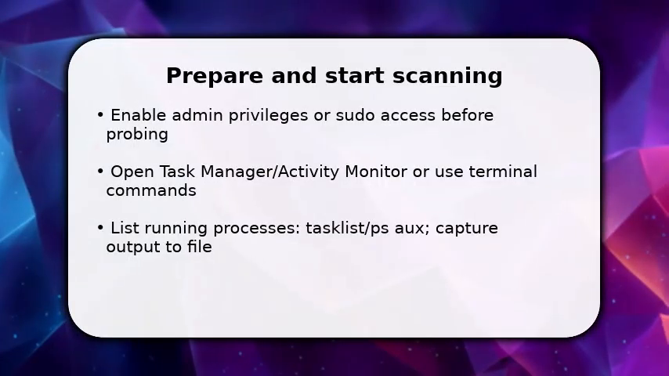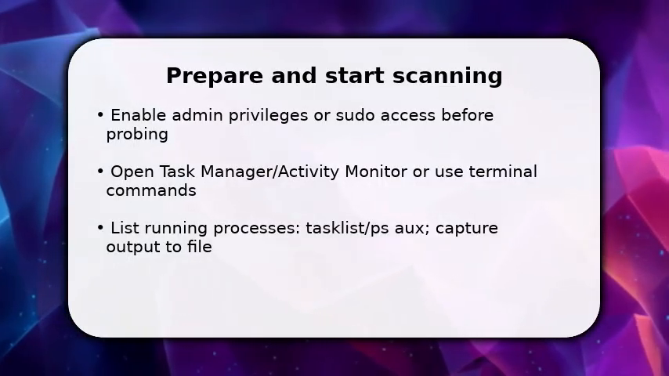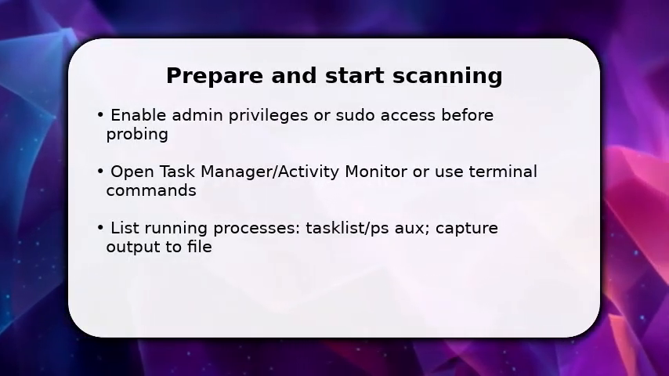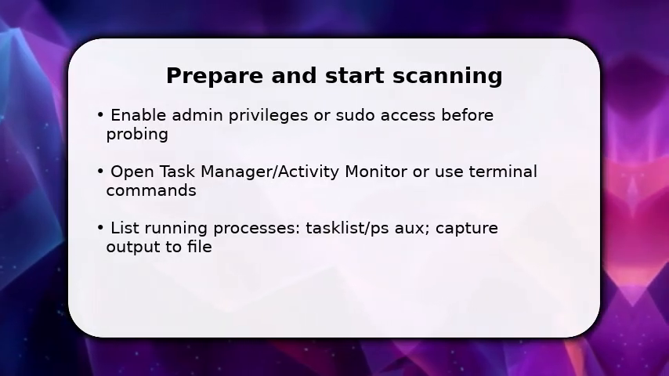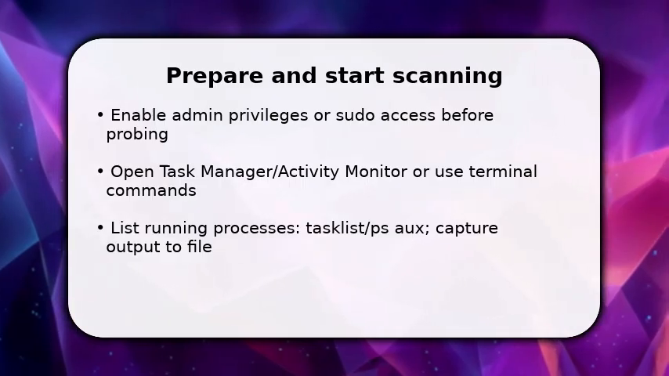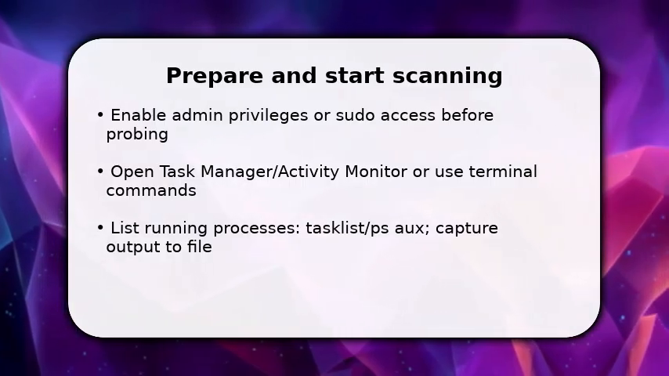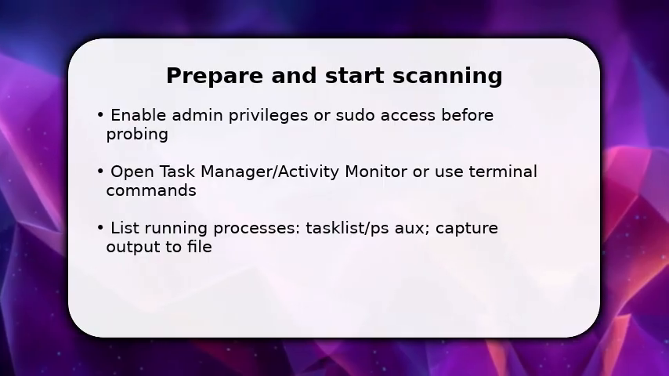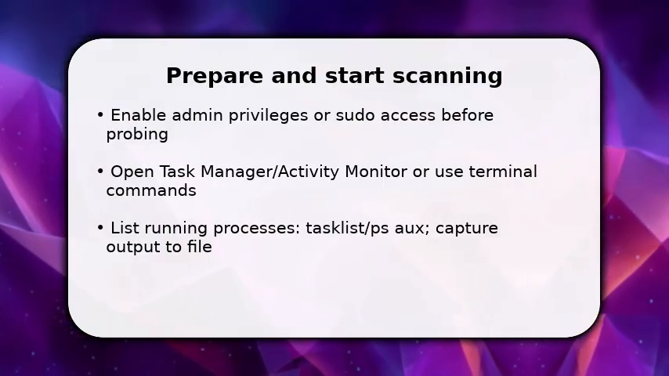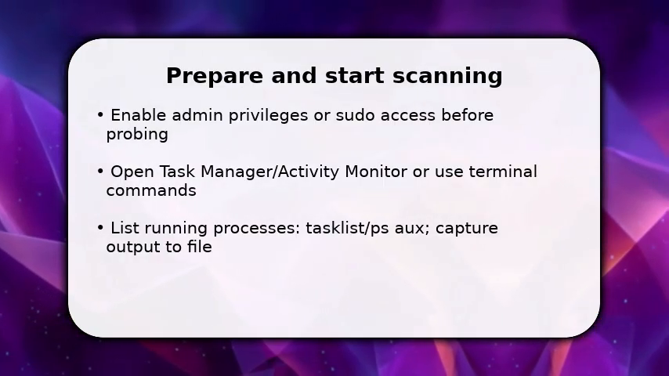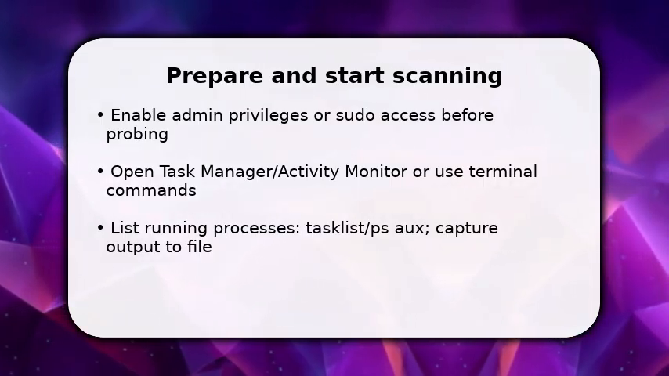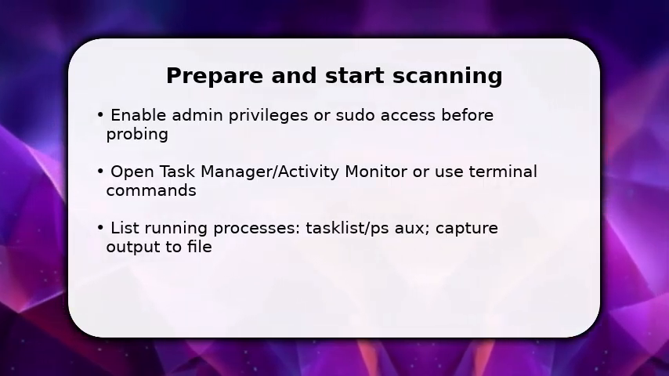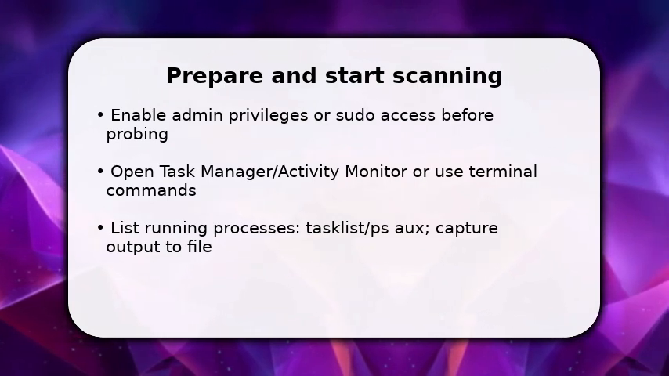You start by getting the rights you need. Sign in as an admin or use sudo, because many hidden programs hide behind restricted accounts. Once done, open Task Manager on Windows or Activity Monitor on macOS, or immediately run tasklist or ps aux in a terminal to generate a full process list. Make sure to save the output to a file so you can compare later. This first sweep reveals obvious services and gives you data to analyze step by step.